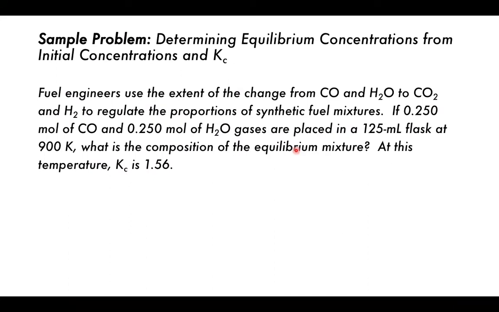So here's another question: determining equilibrium concentrations from initial concentrations and Kc. Fuel engineers use the extent of the change from carbon monoxide and water to carbon dioxide and hydrogen to regulate the proportions of synthetic fuel mixtures. If 0.250 moles of carbon monoxide and 0.250 moles of H2O gases are placed in a 125 milliliter flask at 900 Kelvin, what is the composition of the equilibrium mixture? At this temperature, Kc is equal to 1.56.